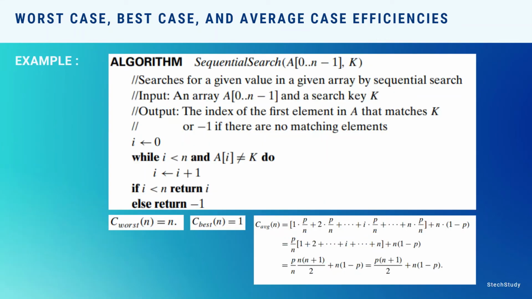Let us see an example: the sequential search algorithm. In this algorithm, input size is n. The basic operation is the key comparison, that is, A[i] is not equal to K. If we see how many times the basic operation is executed, the worst case efficiency will be C_worst(n) = n, which means the key comparison is made n times. Likewise, the best case efficiency will be C_best(n) = 1, meaning the first element itself is the key element, so only one comparison is done.